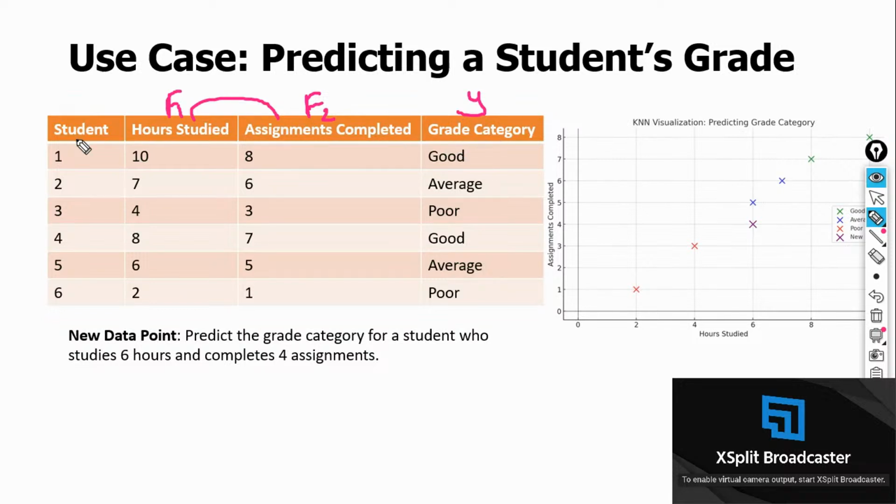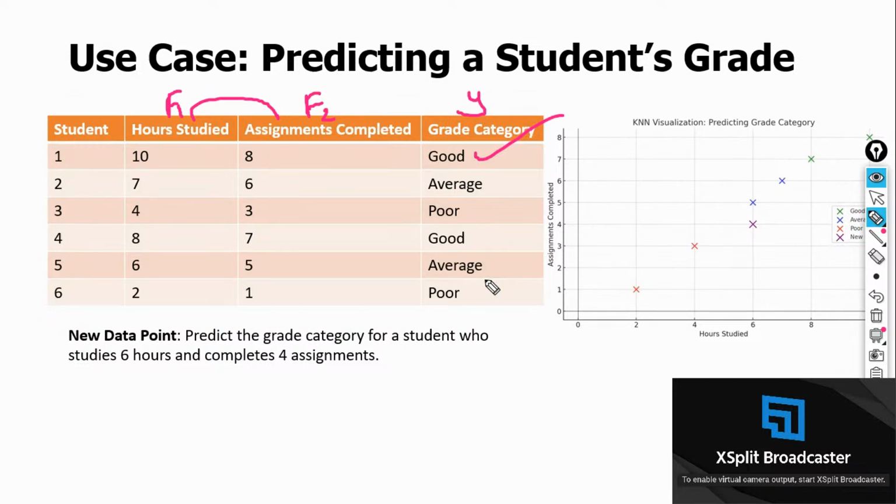Okay, so this is the historical data that I have. That means I already have this data. Student 1 studies for 10 hours and he or she completed 8 assignments. So his grade is good. He got a good grade. The category that he or she falls under is good. Then by taking the same values for student 2, his category is average, then poor.